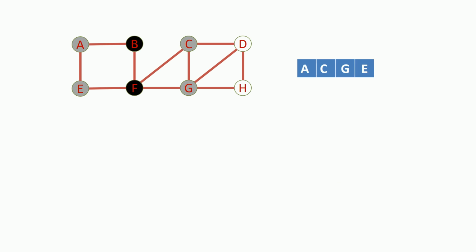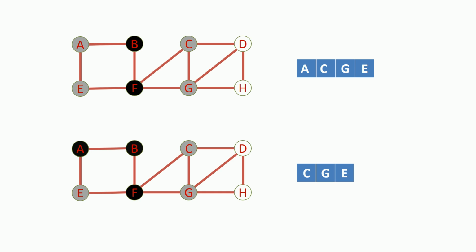Now for the third iteration, the dequeued vertex will be A. Note that even though the A vertex has 2 adjacent vertices, none of them are in unvisited state. Therefore, no vertex will be added to the queue in the third iteration. So after the third iteration, the state of our graph and queue will look like this.